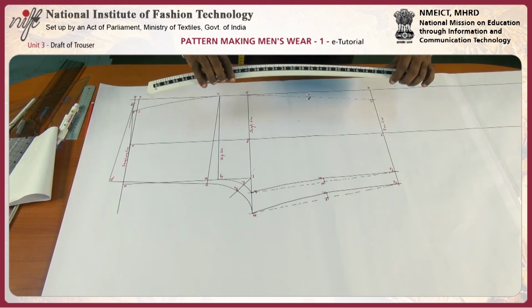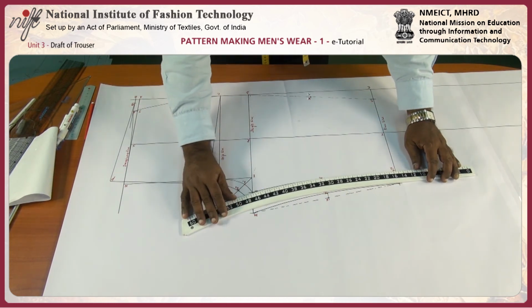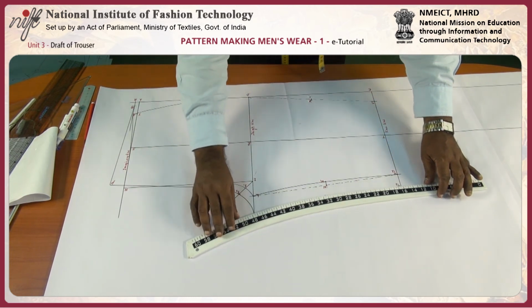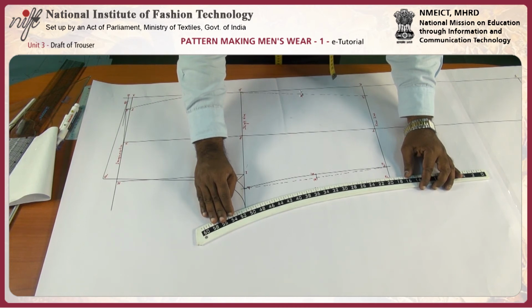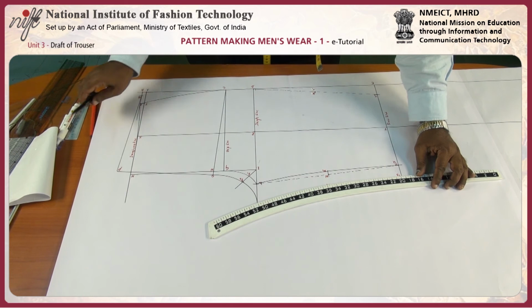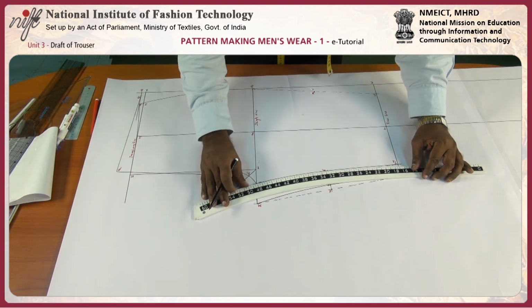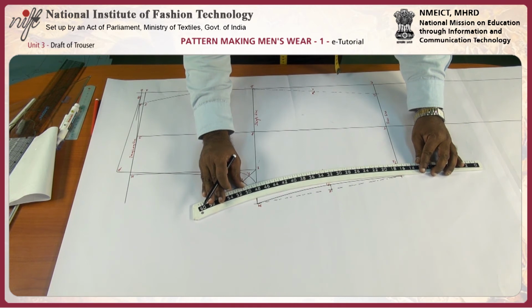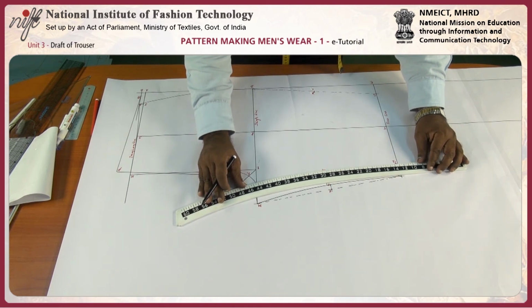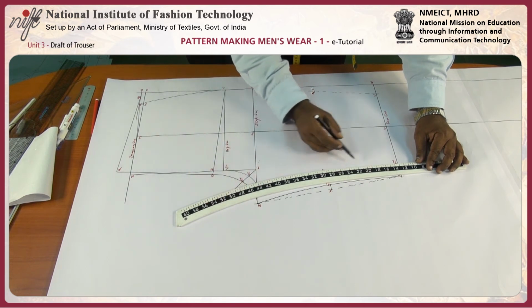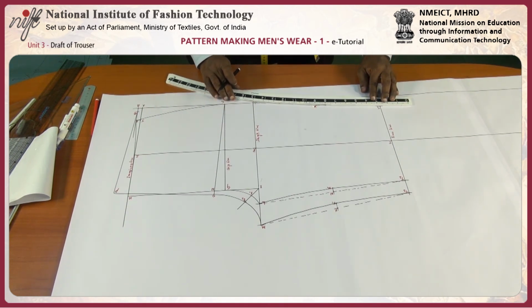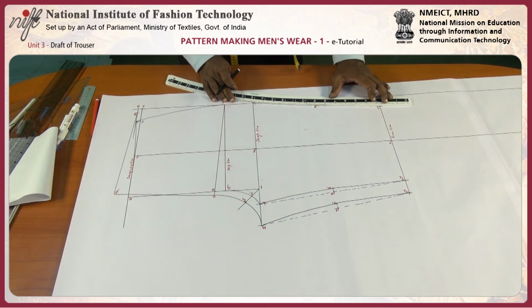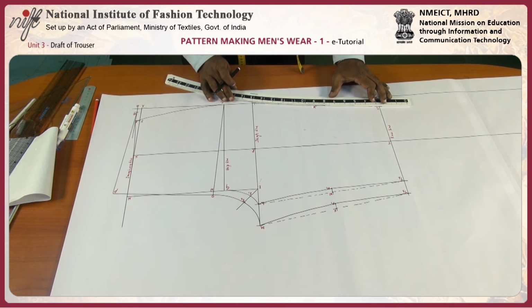Now use the hip curve. Shape L W1 T2, M X1 T3. Then this will be L W1 T3 and tilt the French curve. D V1 and T1.